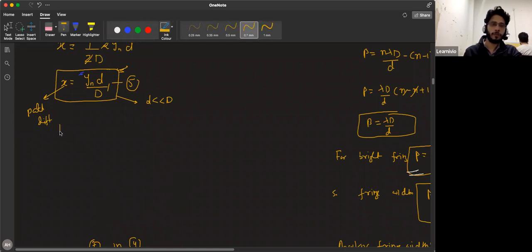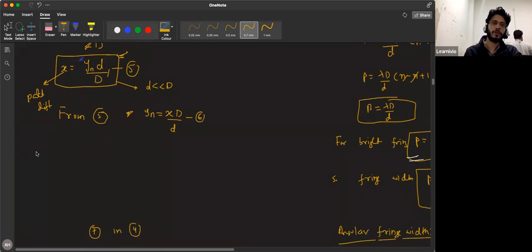So from equation number 5, we can write that yn is, you can multiply it here, x into capital D divided by small d. Let's call this equation number 6. X is the path difference. Now I need the condition for bright fringe.